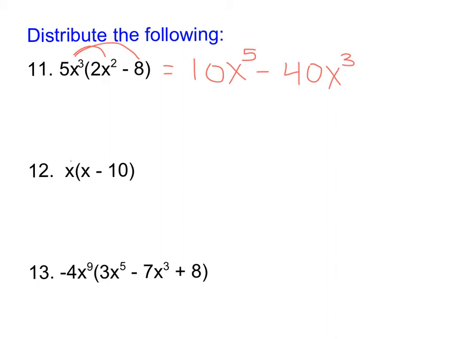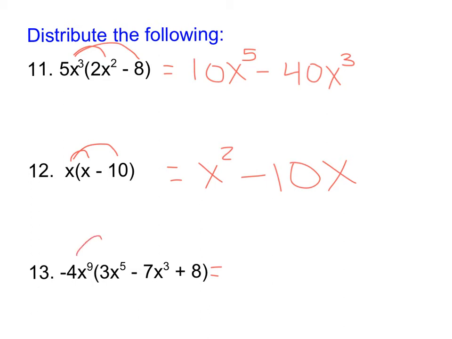Number 12. Like in the first one, like the last page, x times x is x squared. x times x is x squared. x times x is x squared. x times 10 is just 10x. Done. I gave you number 12 because sometimes the easy ones are actually more difficult. They're so simple, it's like you're not sure what to do.